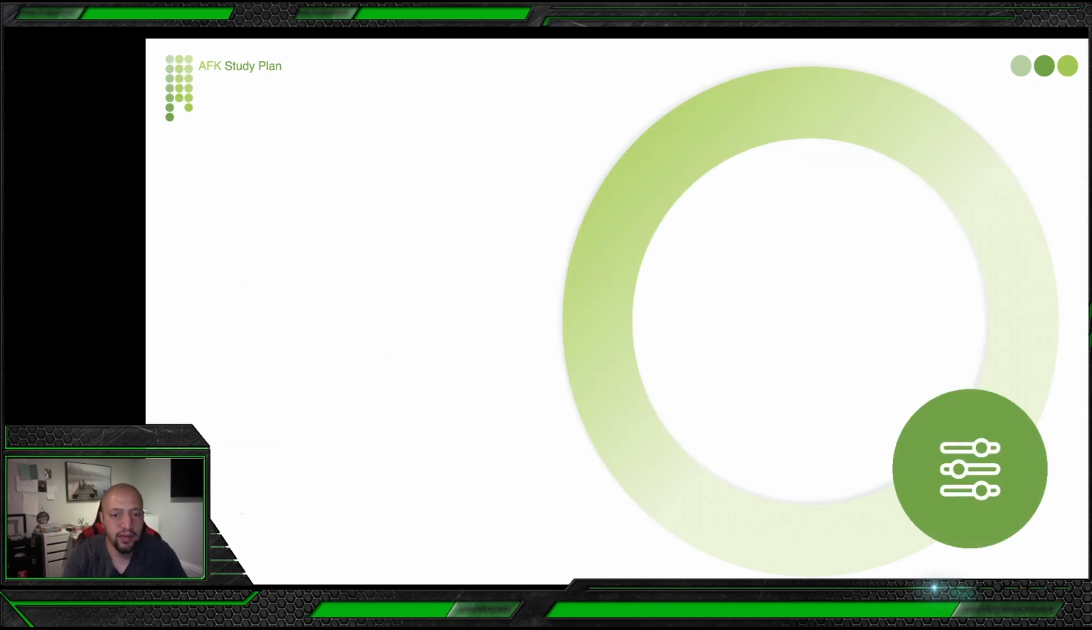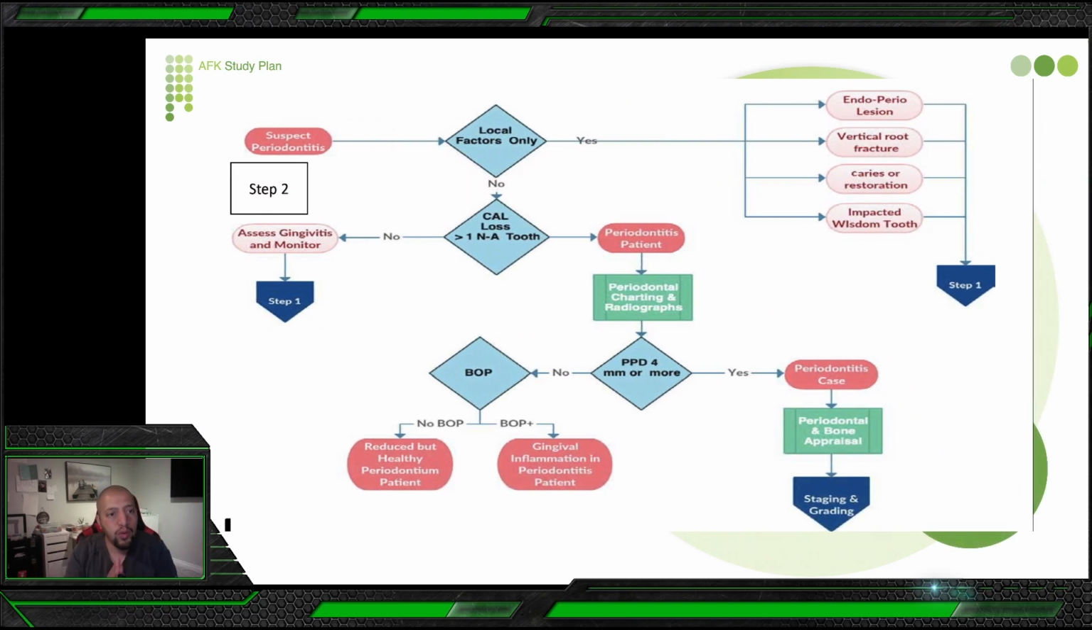So to wrap everything up for you, we suspect a periodontitis patient, going from the upper left side. First of all, we check for local factors. If this patient has a local factor, yes, you think about four conditions. Maybe he has an endo-perio lesion, maybe a vertical root fracture, maybe caries or restoration extending subgingivally, or an impacted wisdom tooth. If you have one of these four conditions, it's not periodontitis.